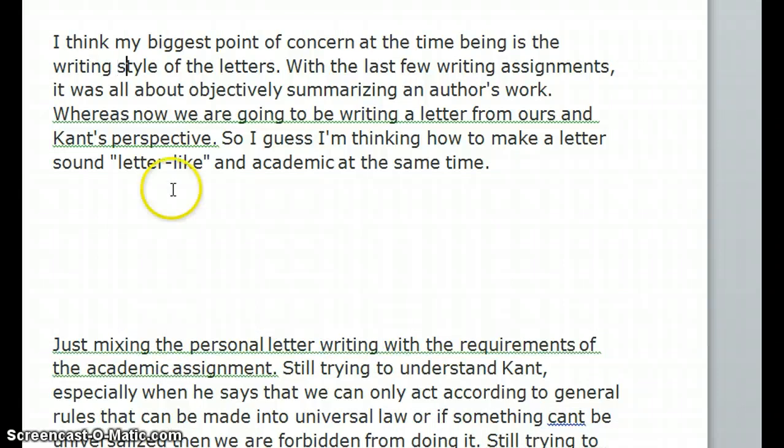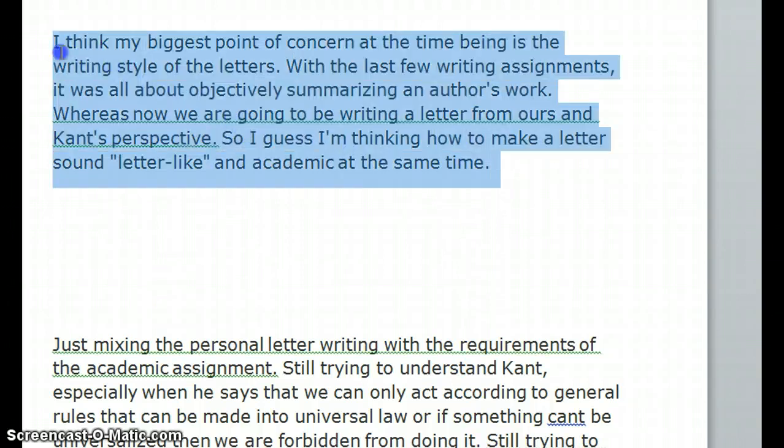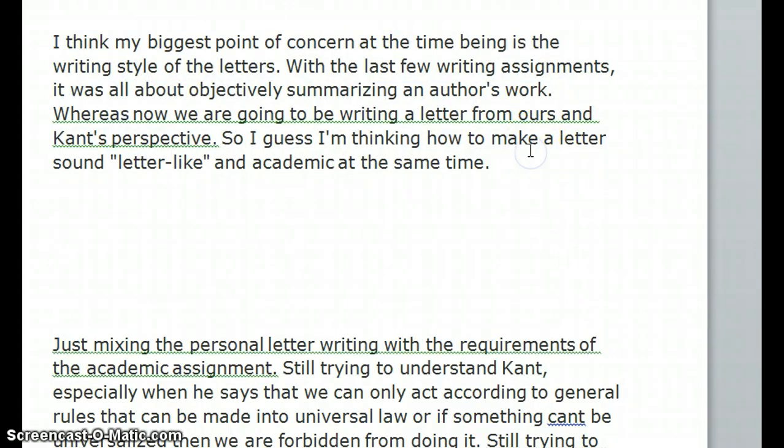Okay, this next question says, I think my biggest point of concern at the time is the writing style of the letters. With the last few writing assignments, it was about objectively summarizing an author's work, whereas now we're going to be writing a letter from ours and Kant's perspective. So I guess I'm thinking how to make the letter sound letter-like and academic at the same time. Again, I think this falls into the realm of the stuff we were just talking about.